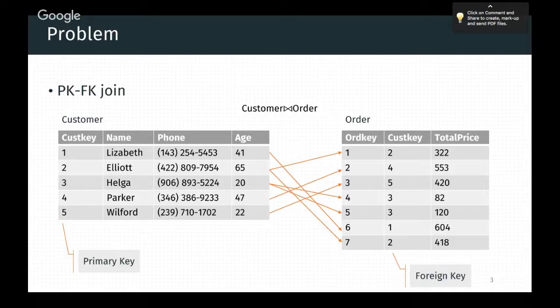The customer key for the customer table is the primary key, and the customer key serves as a foreign key for the order table. So when you join these two tables by the customer key, you get a list of orders with full information of the customers. So this is a primary key, foreign key join, and the relationship is one-to-many.